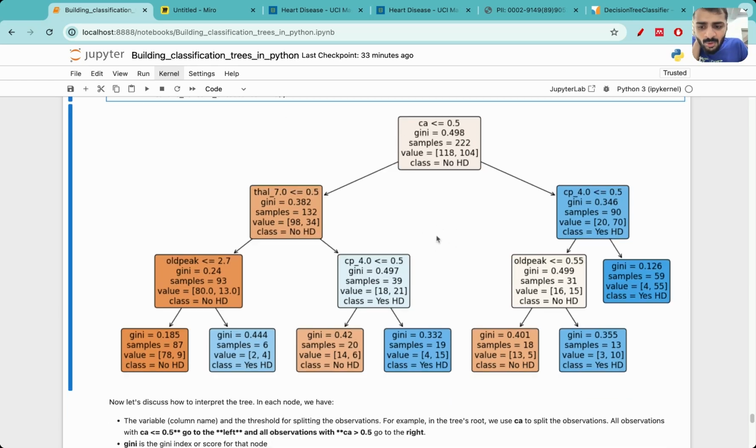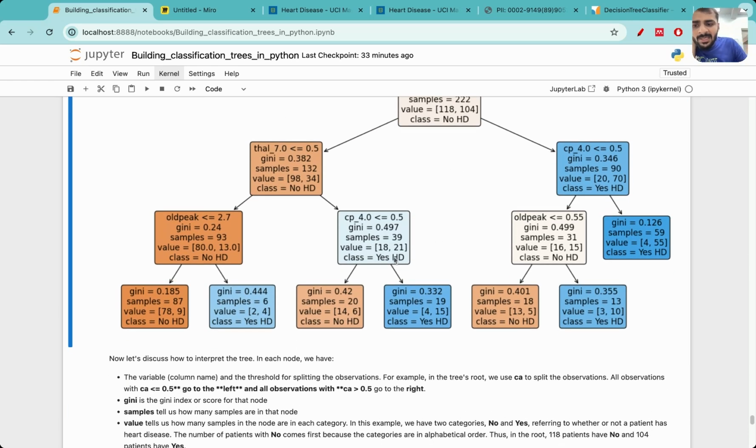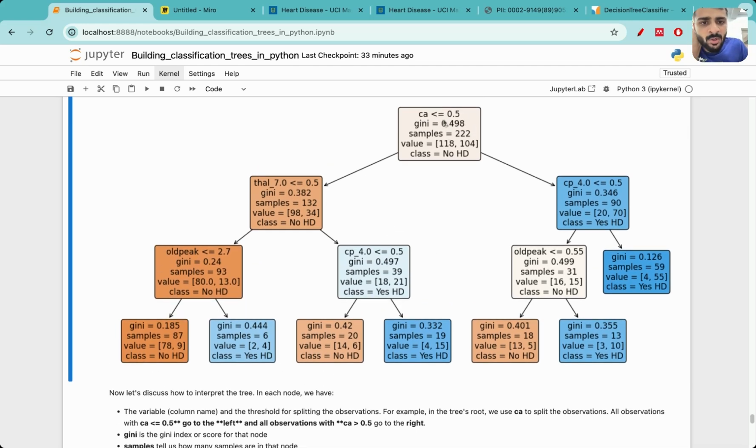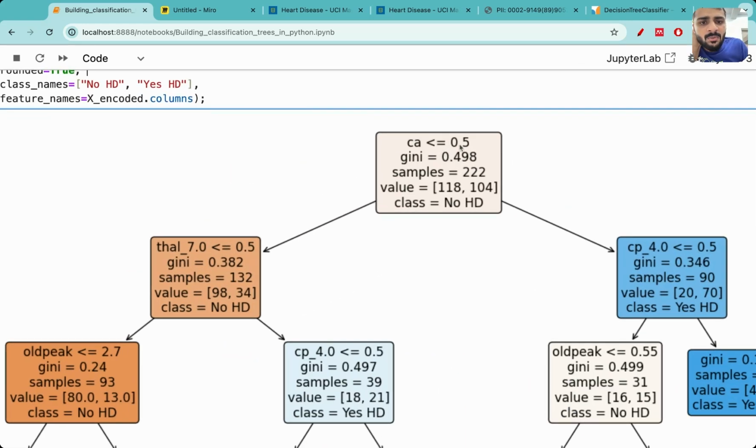In fact, I can even explain this step by step. So first we look at the CA score, right? What is the CA score? The CA score is basically fluoroscopy and illuminating the blood vessels to see how many are lit up.